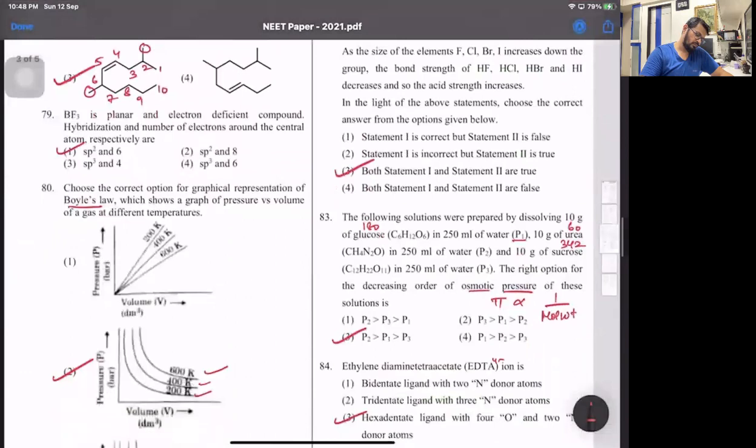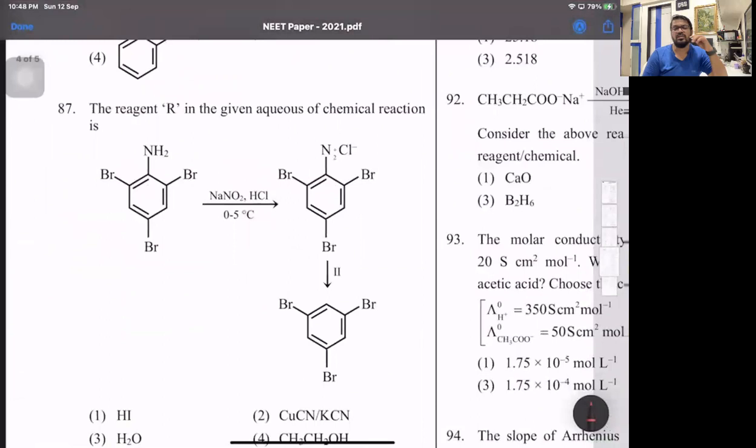Then 87, the reagent R is, now this is 2,4,6 tribromoaniline with NaNO2, it forms the diazonium salt, and the diazonium salt will give you nothing but 1,3,5 tribromobenzene. So what have you done? The diazonium salt is reduced, actually there's a H coming over there. Okay. So it's basically reduction of the diazonium salt to hydrogen atom.